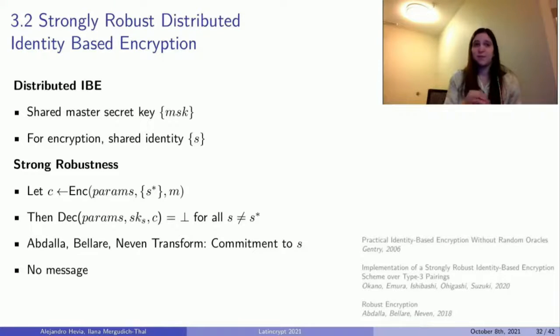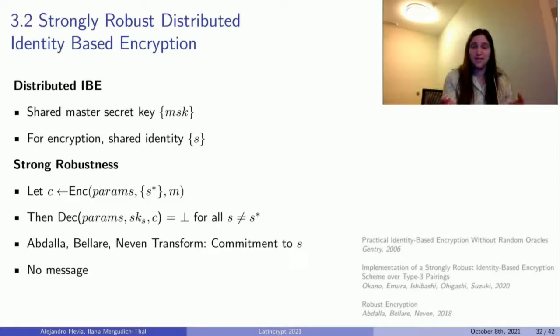So to do this, we apply the transform by Abdalla, Bellare, and Neven. We use as a base the variant of the IBE scheme by Gentry, a variant proposed by Ocano and other authors. And we apply this transform to it, which requires a commitment that we also have to calculate in a distributed manner. What is very interesting is that we realized we didn't really need a message.